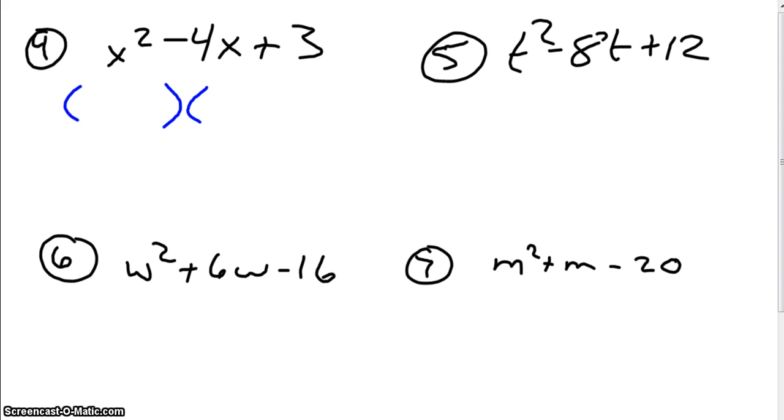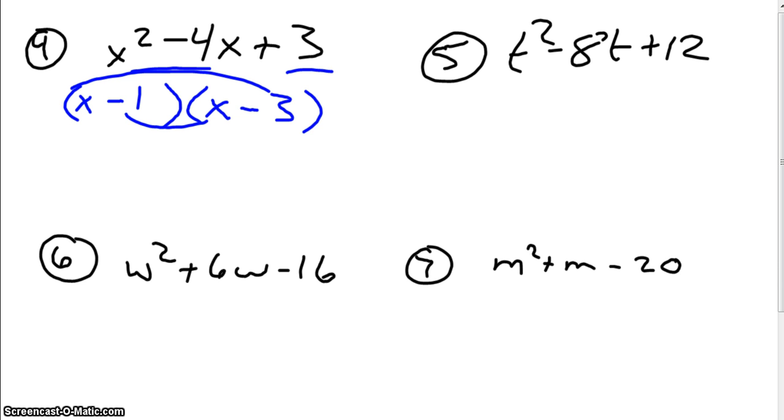Okay, so when we have a prime number in the C place, we have only one possible set of factors. And because it's positive, and the middle term is negative, what does that say, John? Both of them will be negative. Negative times a negative gives you a positive. And so how would you write this? What are the factors of 3? 1 and 3. And so do you get -3 and -1 add up to -4? Good.